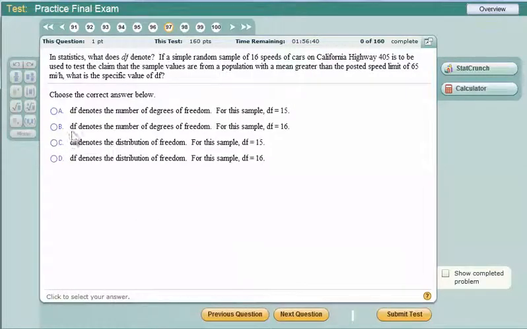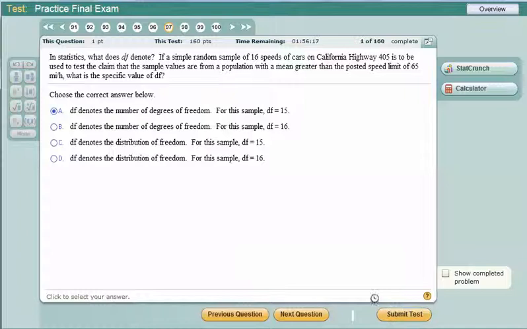So we drop out C and D for the first thing, since that's not the distribution of freedom. So we use A or B, and then we read over here to see which one is using the correct DF. Well, if n was 16, the sample size, then n minus 1 is obviously 15. So that's the right answer.